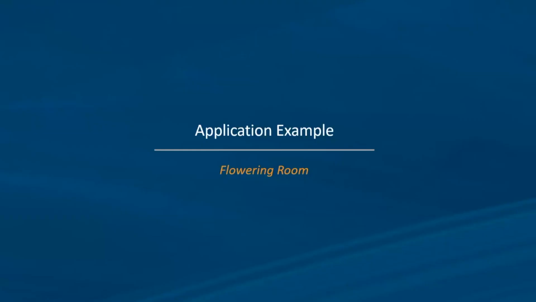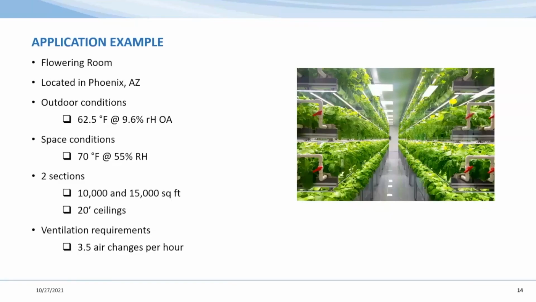So moving into an application example, the flowering room. In this example, I picked Phoenix, Arizona, and obviously it's a little bit of a larger zone when we're talking 2 zones, 10,000 and 15,000 square feet accordingly, with their ventilation requirements of 3.5 air changes per hour. And here are the space conditions and outdoor conditions listed. I should mention the outdoor condition is a winter condition, and I will show the advantage of potentially using an adiabatic solution with summer conditions in a couple more slides.